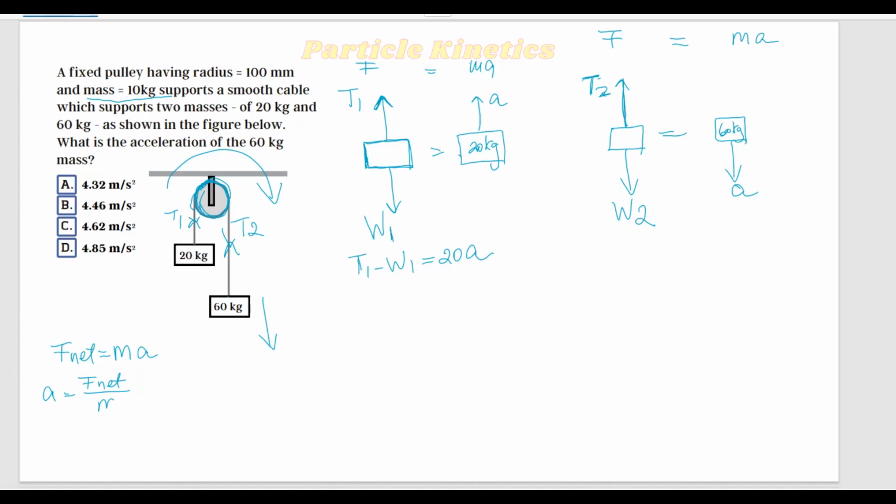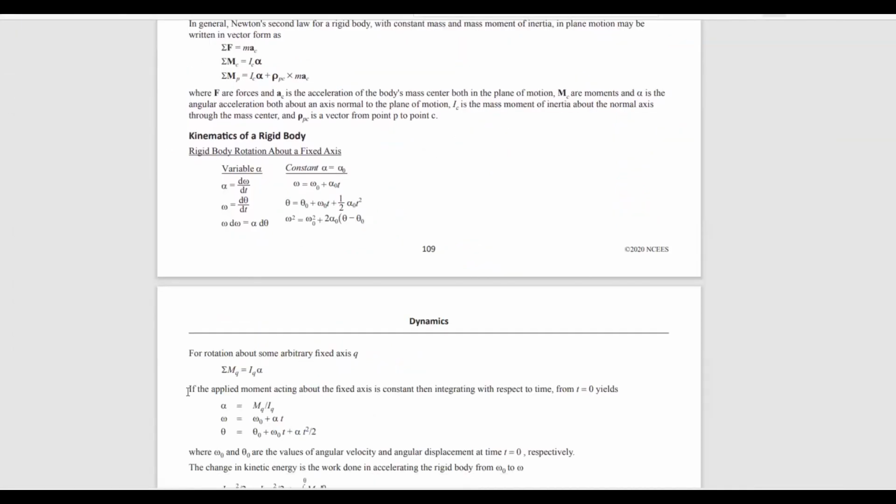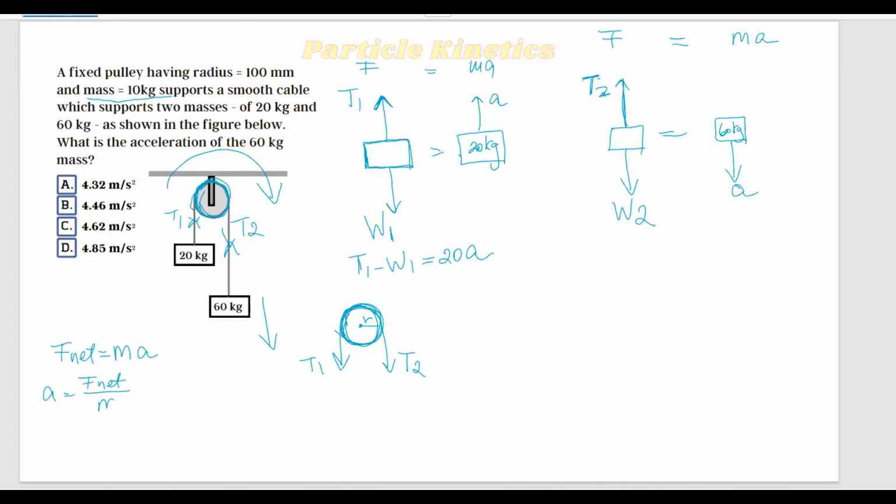The same thing let's do, and let's represent the forces for the pulley. We have T1 pulling down. We have T2 pulling downwards on this side. This is R. So for dynamic equilibrium, for rotation about some arbitrary fixed axis, this is the equation for dynamic equilibrium. So I'm going to write this down.